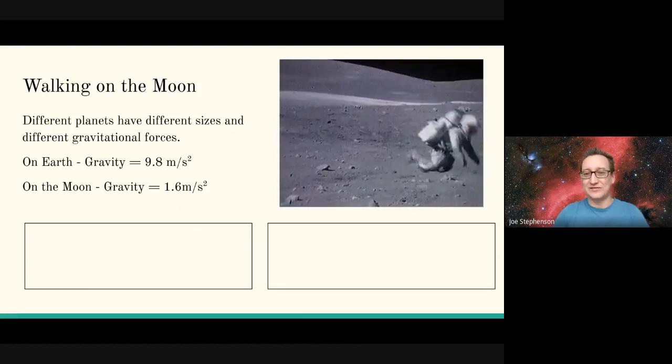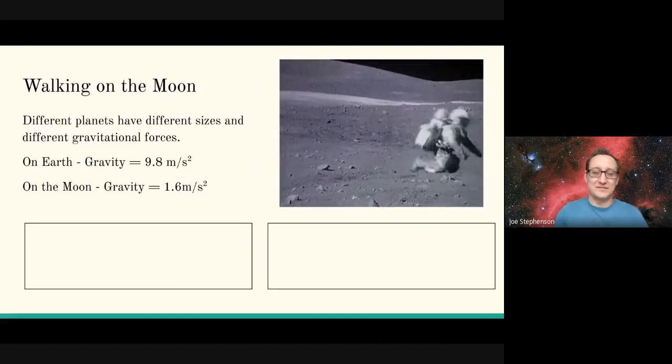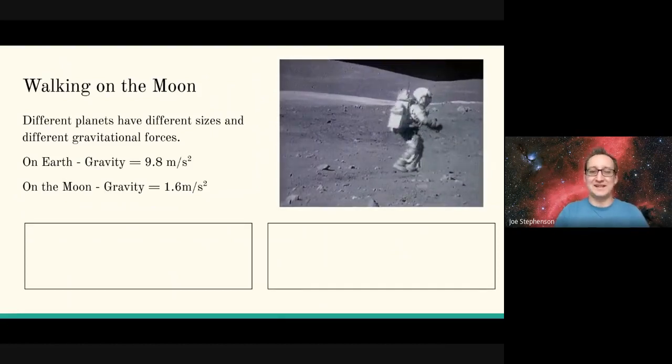So this is actual footage taken from the moon during one of the moon landings. And you can see that he pushes himself up, lands on his knees, and just raises himself up. Now, if he was to do that on Earth, especially with the equipment he's wearing, he'd need to be really strong to do that. Now, he's probably quite strong, but look at how easy he makes that look.